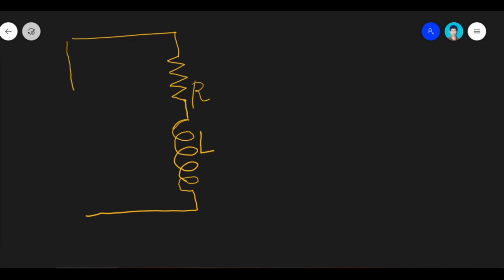Here your voltage is Vm sin omega t. Now, what is the inductive reactance offered by this L? We all know the magnitude of that inductive reactance is omega L, and more precisely it is j omega L.